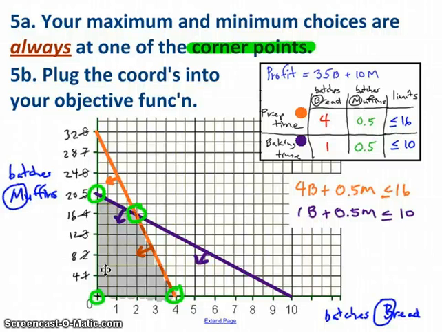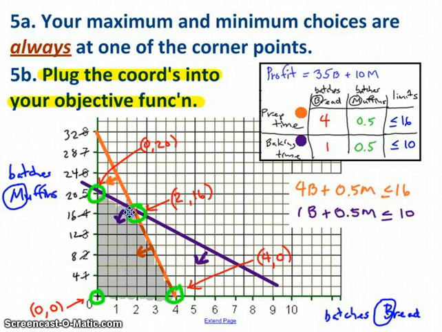Okay, so now my choices are going to be at these corners. The coordinates for those, whoops, didn't mean to move that. Excuse me. Hang on a second, let me put that back where it was there. The choices are these 4 points, 0, 20, 2, 16, 4, 0, and 0, 0. What they stand for is 0 batches of bread and 20 batches of muffins.